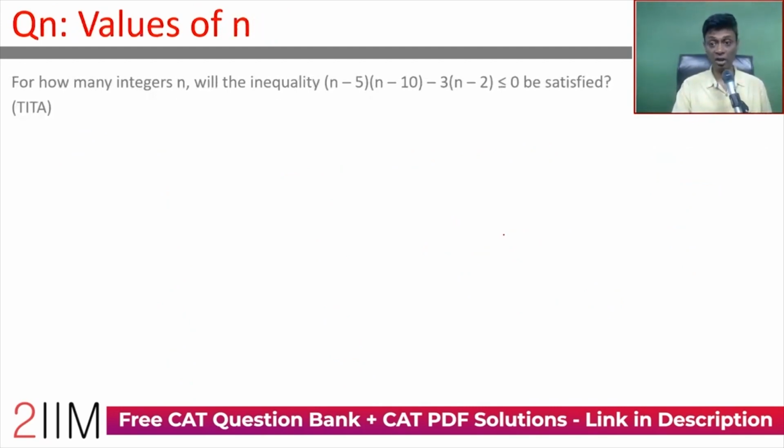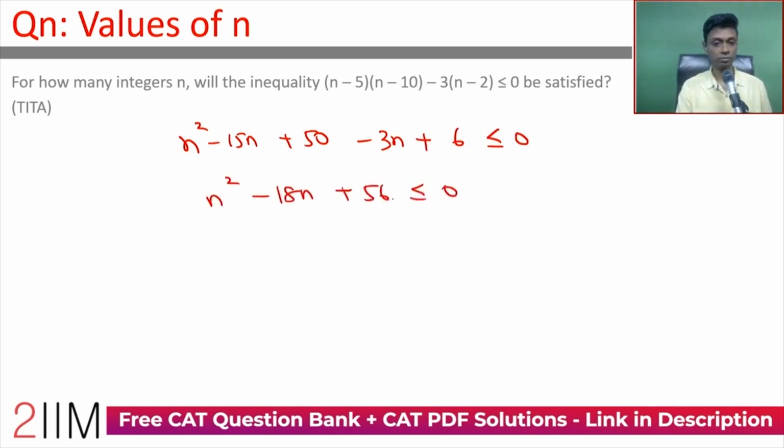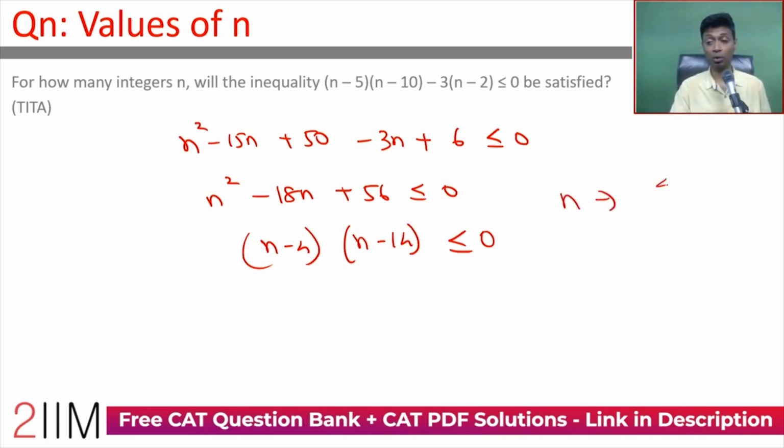How many integers n will the inequality (n minus 5)(n minus 10), which is n square minus 15n plus 50, minus 3n plus 6, less than or equal to 0, be satisfied? I'm going to see if we can factorize this. First, n square minus 18n plus 56 less than or equal to 0. 14 into 4: (n minus 4)(n minus 14) less than or equal to 0. So n should lie between the roots, as it is less than or equal to 0. So n can take values from 4 to 14: 4, 5, 6, 7, 8, all the way till 14. This is 11 values.